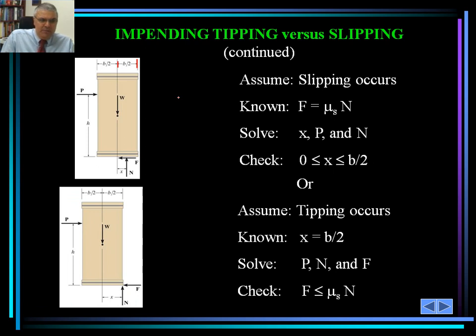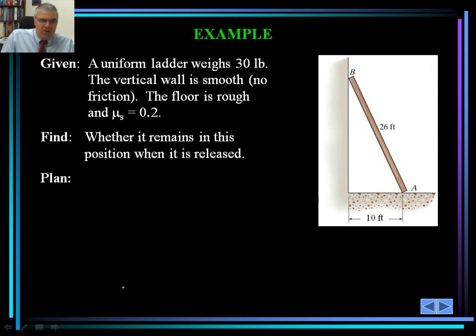Or we can assume tipping occurs. In that case, we know that x must be b over 2, because the tipping would occur about this point, the tipping point. And we would solve for P, N, and F, and we would check to make sure F is less than or equal to mu sub s N. Otherwise, there'll be no tipping. So we want to make sure we check for all that. Now, that brings me to the example that we can solve together here.